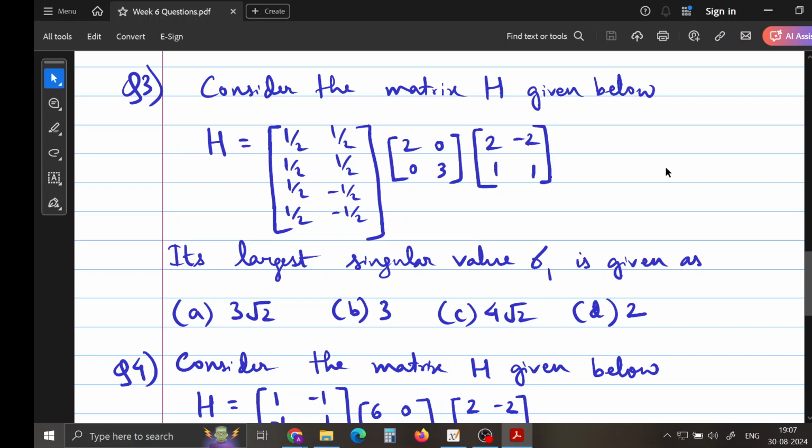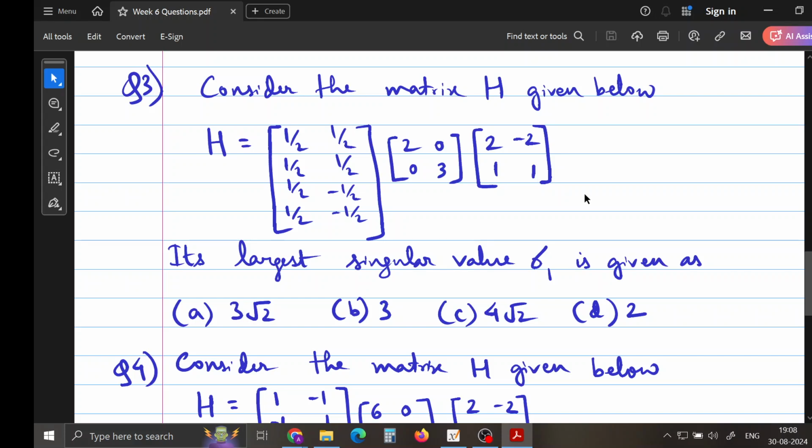So you see that the matrix H is factorized. It has been expressed as a product of 3 matrices. The first one is a rectangular matrix 4 cross 2, the second one is a 2 cross 2 matrix, and the third one is another 2 cross 2 matrix. So we are asked what is the largest singular value typically denoted by sigma 1 of this H matrix. What is that? Yeah, go ahead. Yeah, can you repeat? 3.